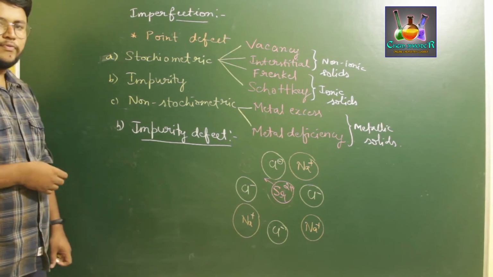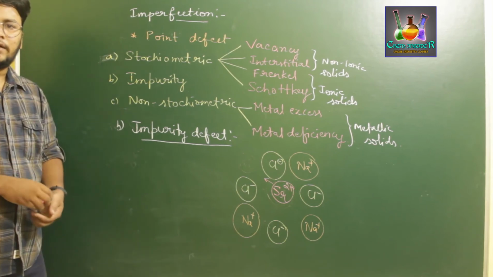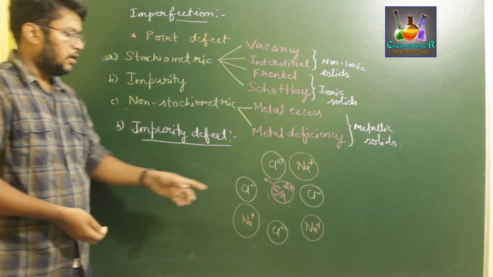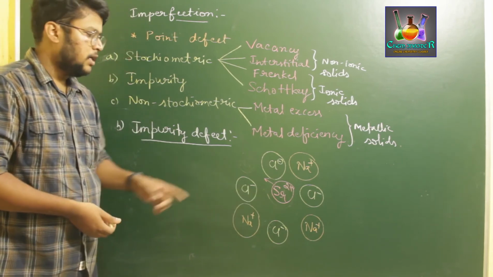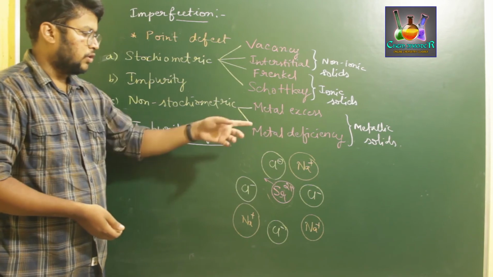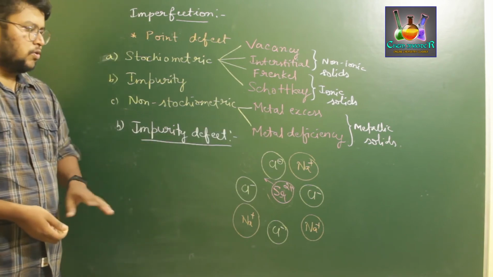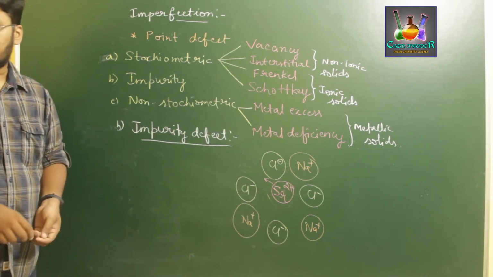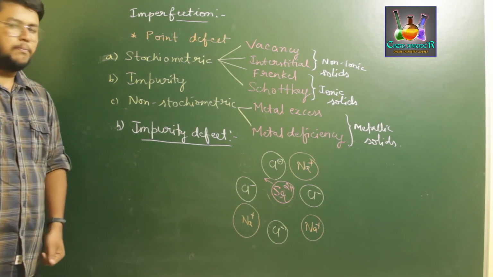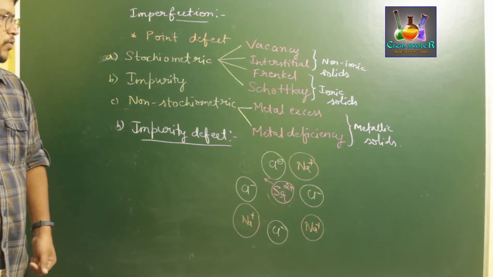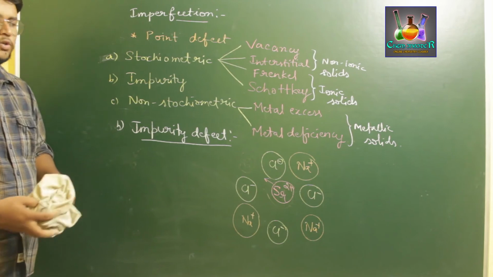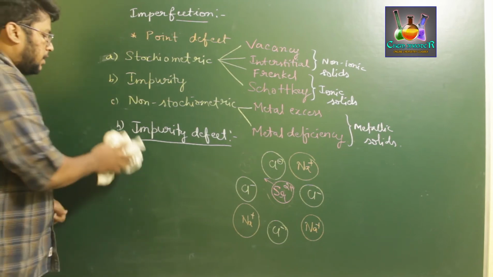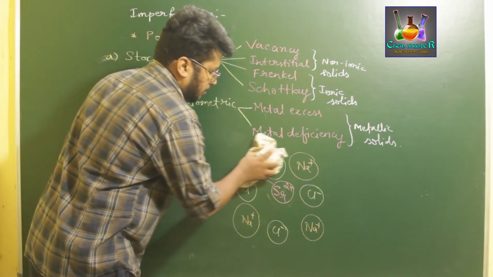So this type of defect is called impurity defect. In this case, we are replacing two atoms of Na+ by an Sr2+ ion. Therefore the total charge will be the same. There will be no change in the charge. Okay, so this is about our impurity defect. Next we are going to discuss our non-stoichiometric defects, in that metal excess and metal deficient.